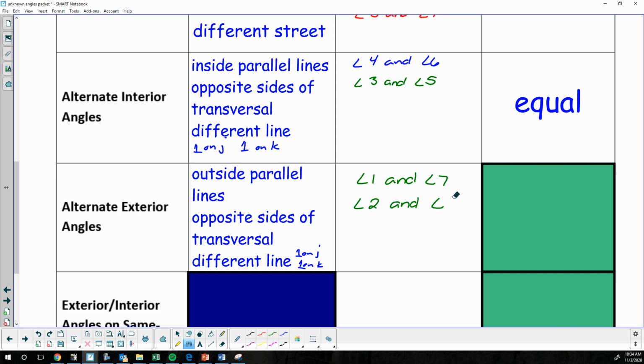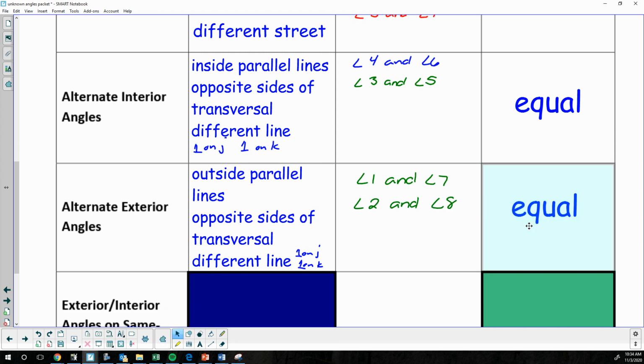Angle 2 and angle 8. Now their relationship, I don't know if you're noticing a trend, is they are equal to each other. So if angle 1 is 50, angle 7 is 50. If angle 2 is 102, angle 8 is 102. So knowing 1 and knowing the relationship, you automatically know 2 angles, or more sometimes. Okay, last one.